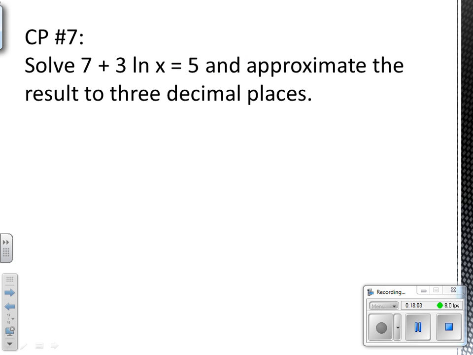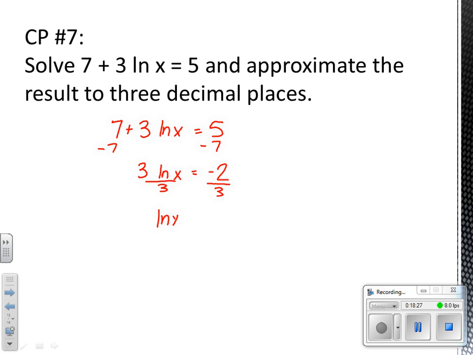All right, so solve 7 plus 3 ln of x equals 5. So I'm at checkpoint number 7 now. Hopefully you guys go after that 7 first. Move the constant to the side with the other constant. I've got that 3 times ln of x on the one side. I don't want it there, so I'm going to divide both sides by 3. Do not punch -2 divided by 3 into your calculator. It's a repeating decimal, and you cannot do that.